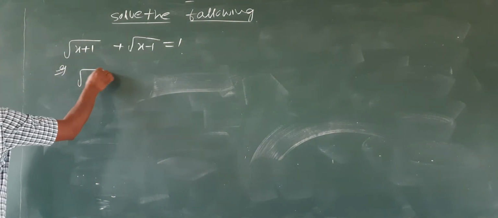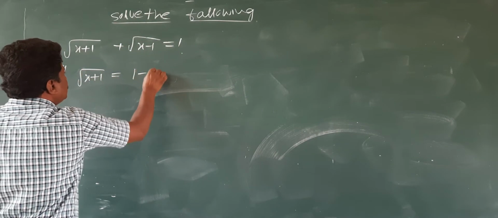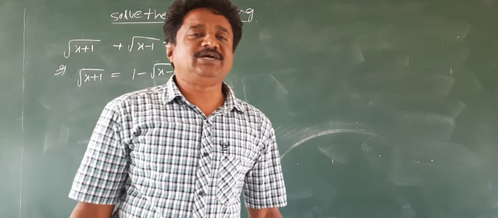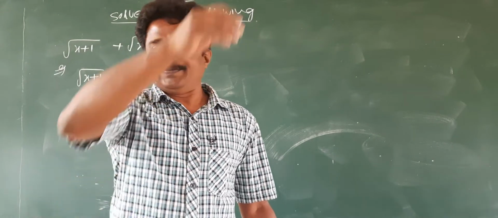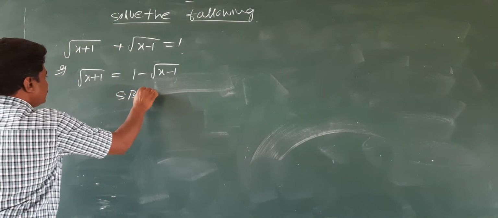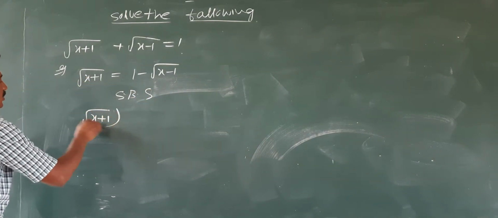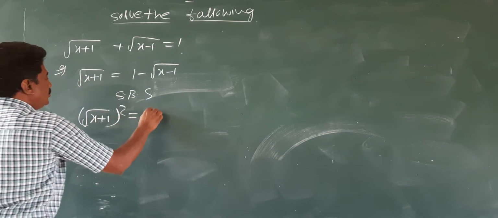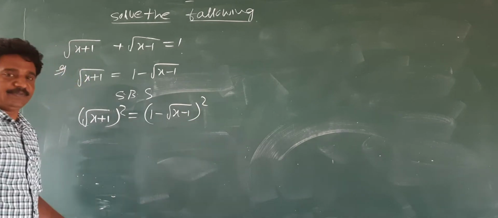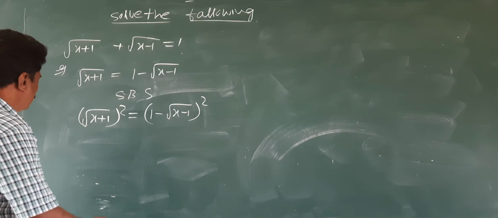Keep this root x plus 1 here only. You send one of the terms to the right side: root x minus 1. Now you think of squaring both sides. Squaring both sides. So root of x plus 1 whole square is equal to 1 minus root of x minus 1 whole square. The square root gets cancelled.